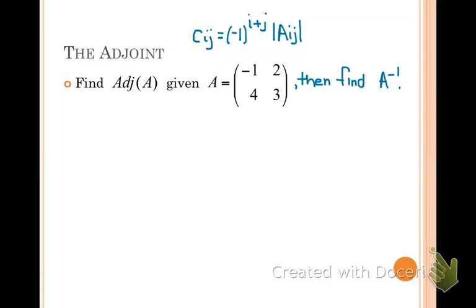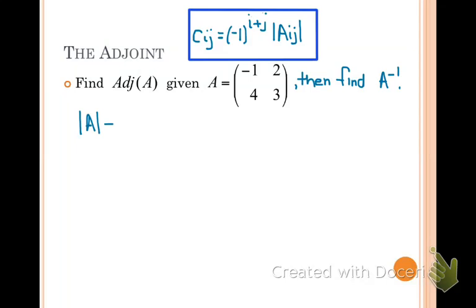So recall that the cofactors are given by this, and we have to find the adjoint of A divided by the determinant of A. So first, the determinant of A is given by minus 1 times 3 minus 4 times 2. So we get minus 3 minus 8, which gives us an answer of minus 11.